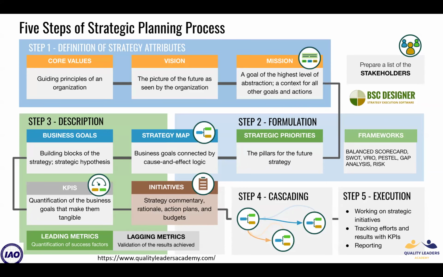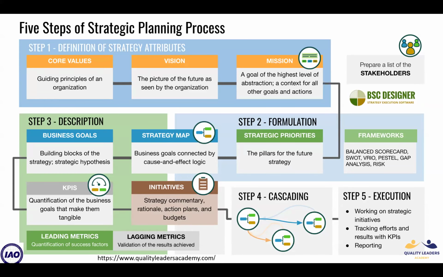And after that, step 3 is description. Here you describe the business goals. Business goals are building blocks of strategy. Okay, the strategic map, KPIs are quantification of your business goals. Okay, initiatives, leading metrics, everything. And then step 4 is cascading, like translating the strategy across the levels and units. You should be communicating that across your unit. And then step 5 is execution, working on those strategic initiatives.